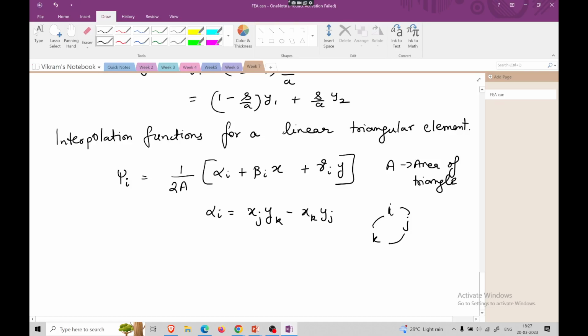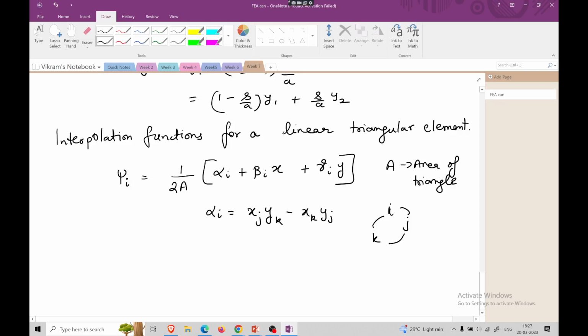Similarly, alpha 2 will be x3 y1 minus x1 y3. So when i becomes 2, j becomes 3, and k becomes 1. You have to go in a cyclic manner. So alpha 3 is equal to x1 y2 minus x2 y1, right? I'll write just psi 1. So psi 1 will be 1 by 2a times alpha 1 plus beta 1 x plus gamma 1 y.